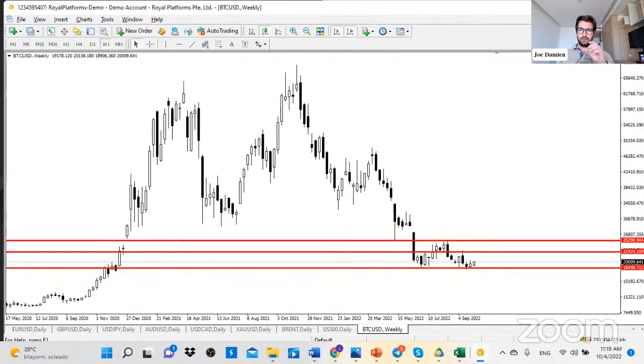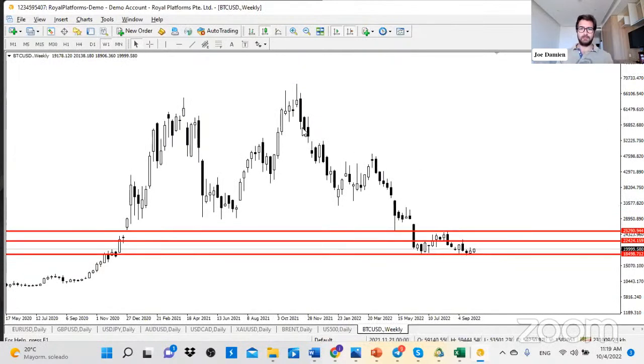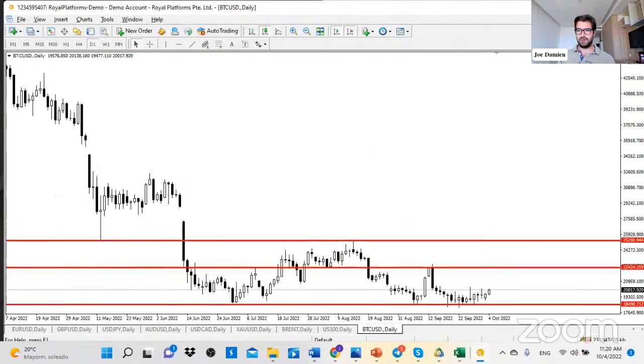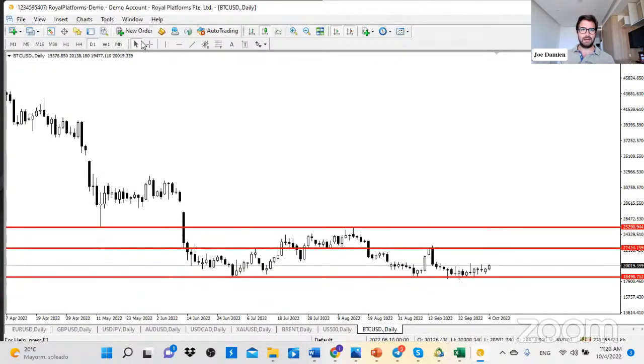Next, we have Bitcoin. Bitcoin also is moving to the downside, lower highs, lower lows, etc. You know it already now. The market, however, entered inside a range made of this low, 18,373, and this resistance or high, 25K.